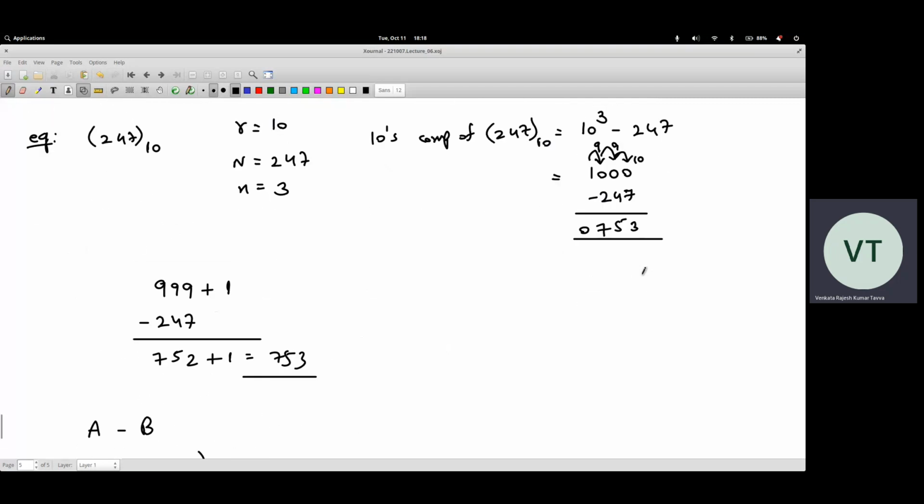Similarly, in this case, 753 is called 10's complement of 247. 752 is called 9's complement of 247. So, r minus 1 complement. To find r's complement, there are two ways. Subtract n, capital N, directly from r power n, or find r minus 1's complement and then add 1 to it. The second method is faster and more optimal.